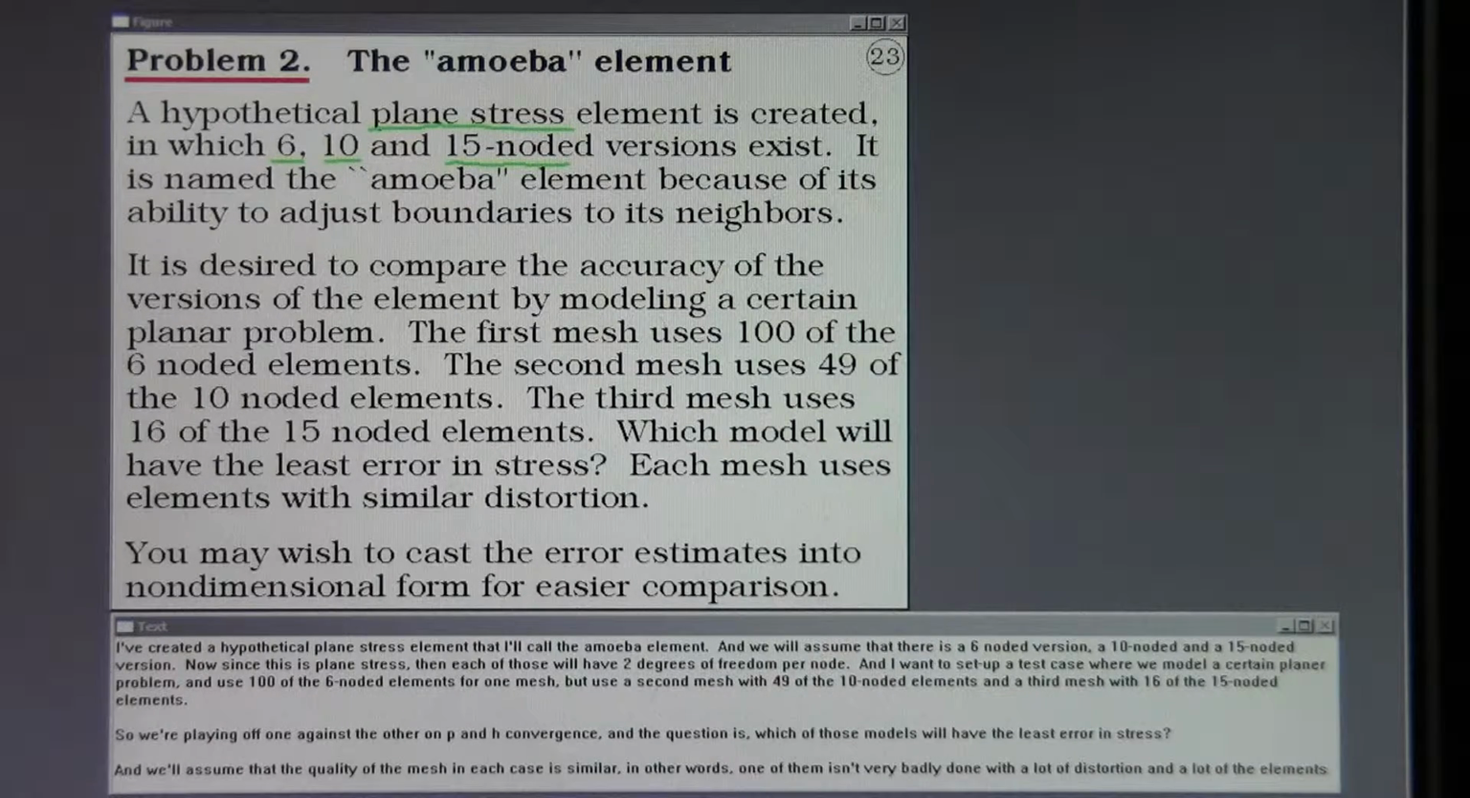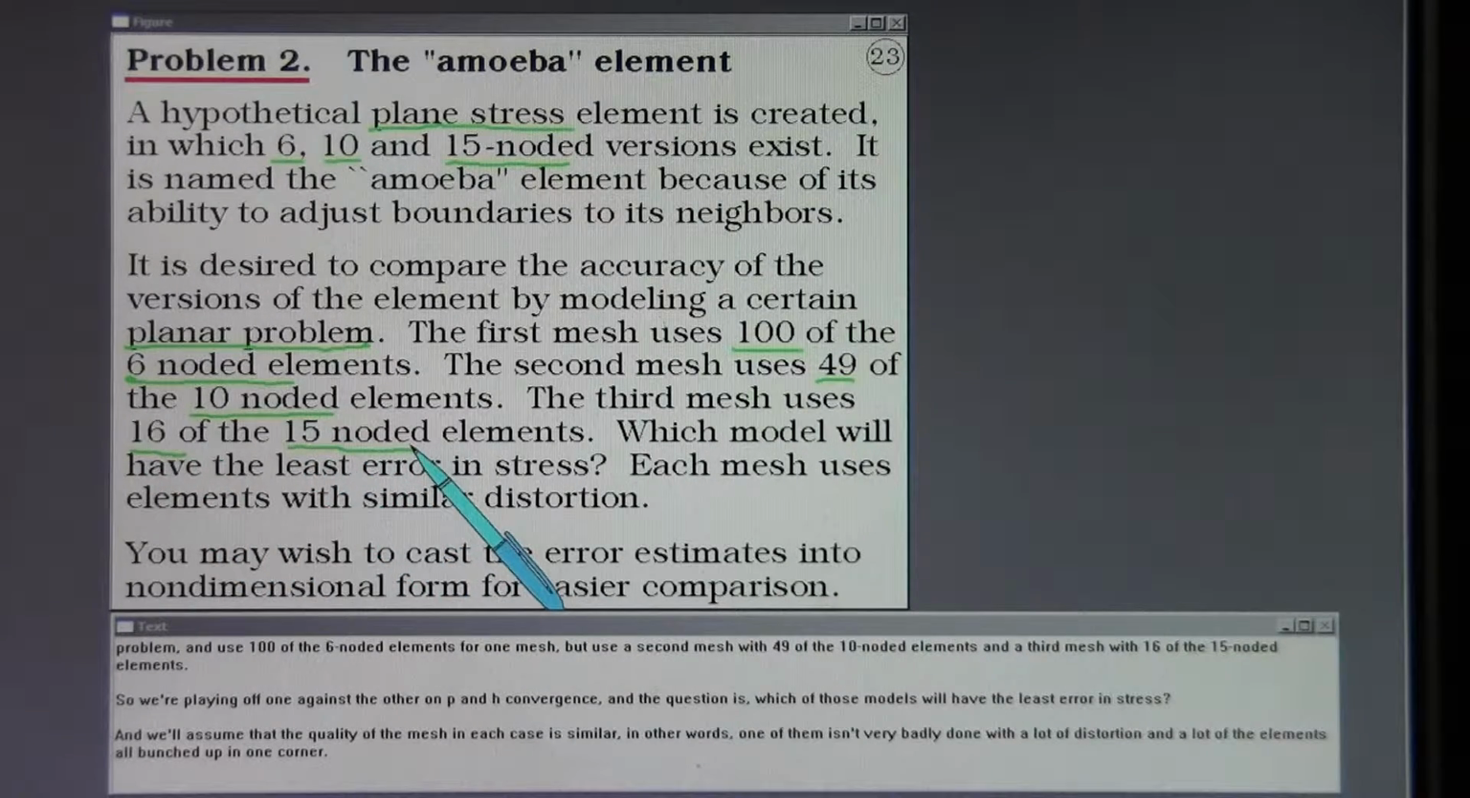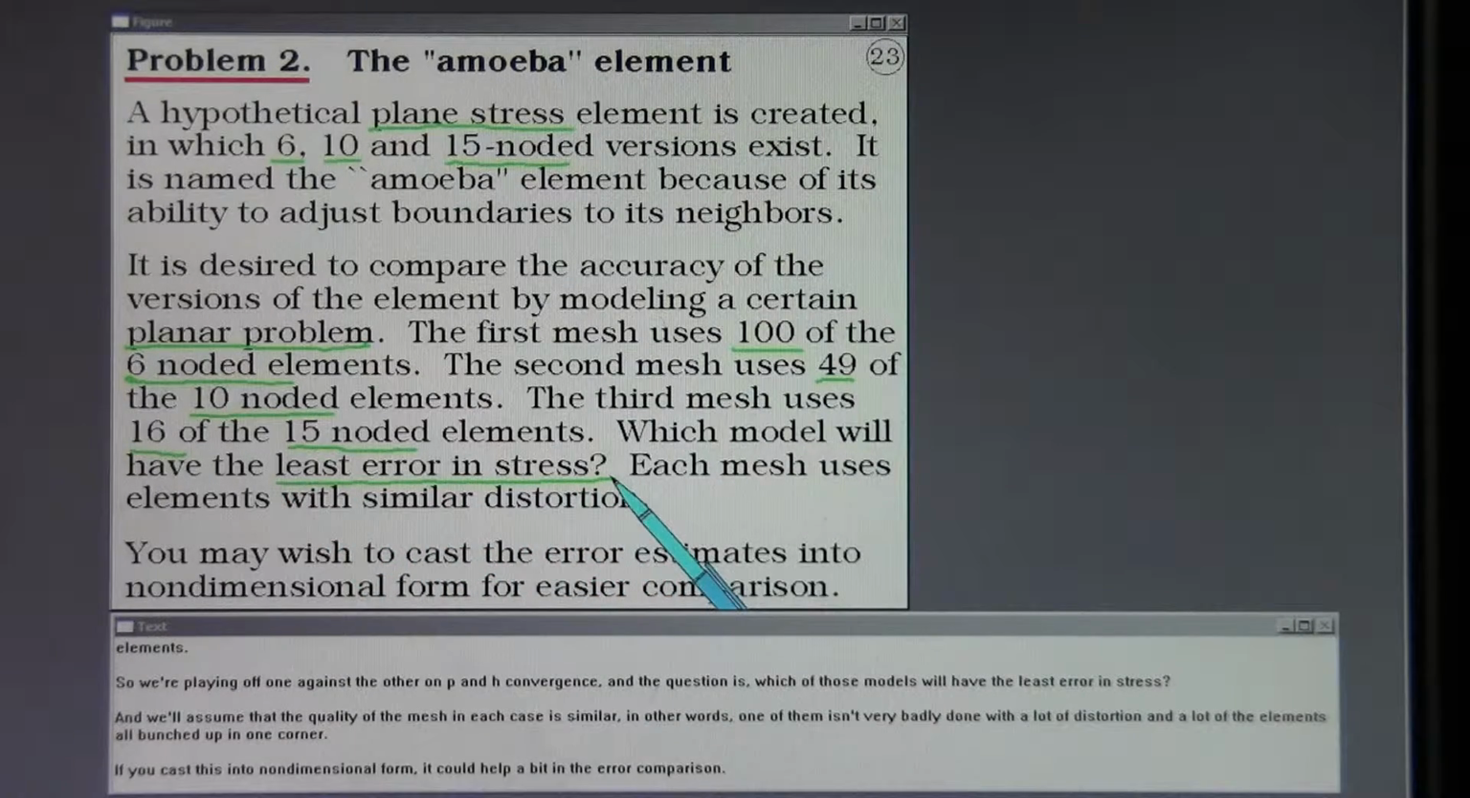And I want to set up a test case where we model a certain planar problem and use 100 of the 6-noded elements for one mesh, but use a second mesh with 49 of the 10-noded elements and a third mesh with 16 of the 15-noded elements. So we're playing off one against the other on p and h convergence. And the question is, which of those models will have the least error in stress? And we'll assume that the quality of the mesh in each case is similar.